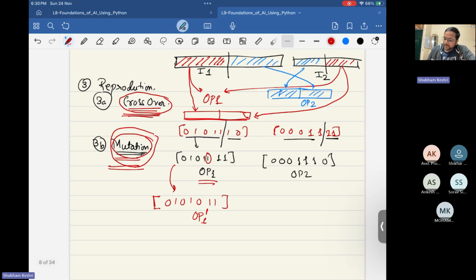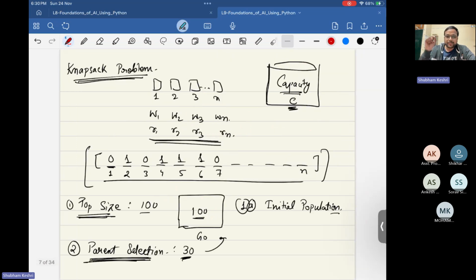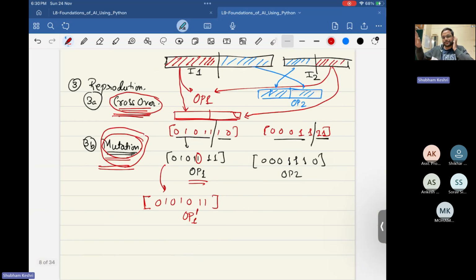So over here we are talking just about the knapsack problem. In this kind of problem, you may think that crossover is actually doing diversification, and mutation is actually doing intensification.